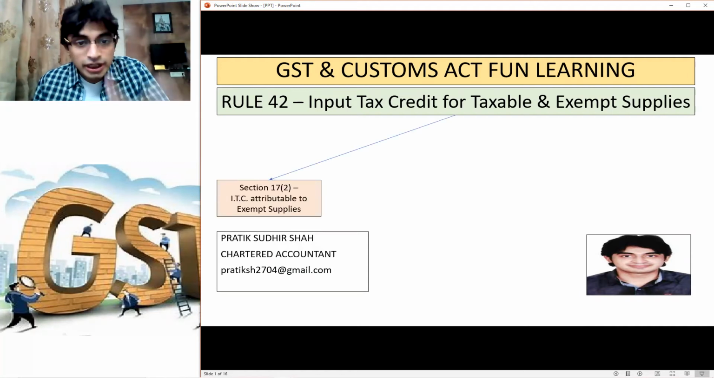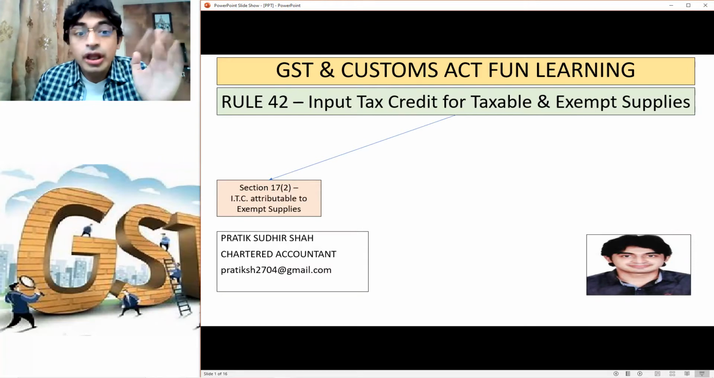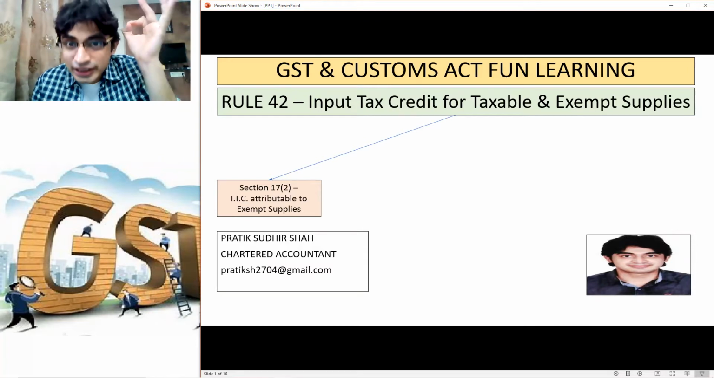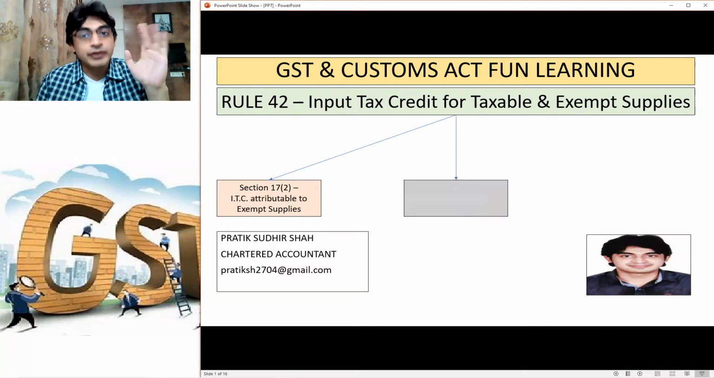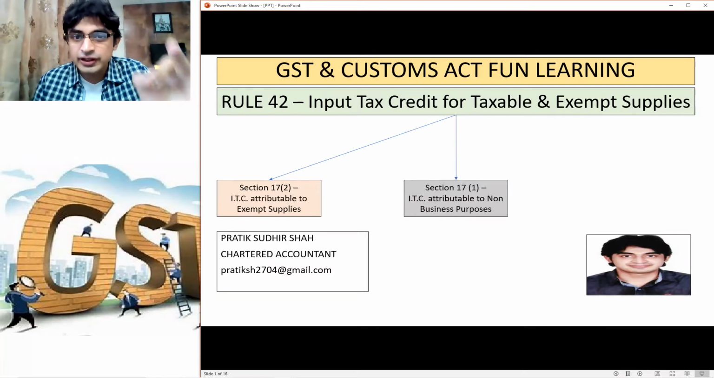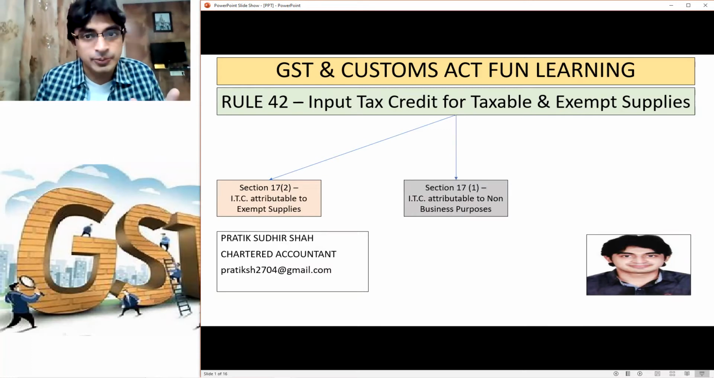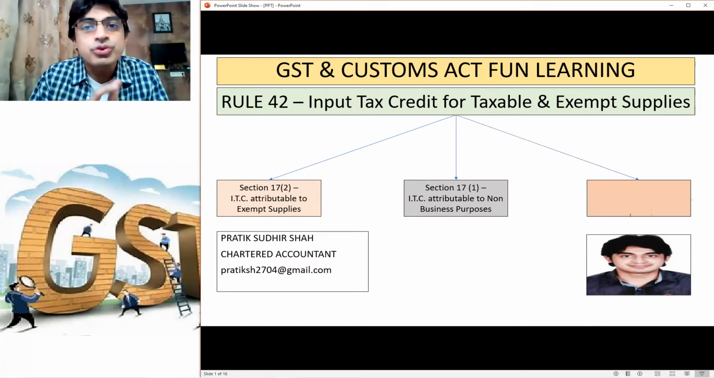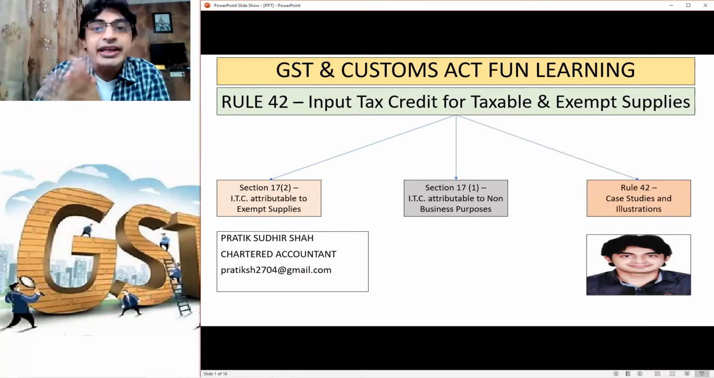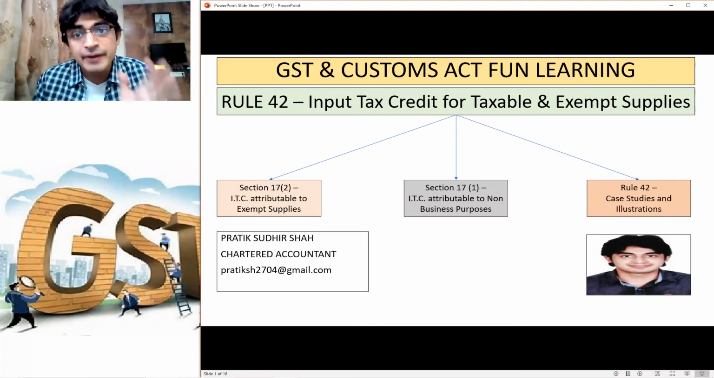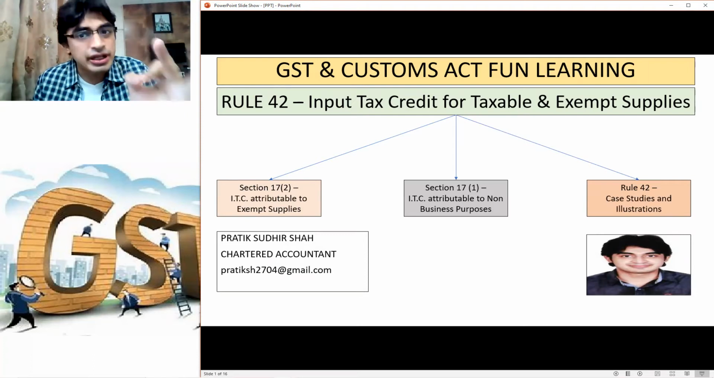Part one will be Section 17(2), input tax credit specifically for exempt supply. Part 2 will be input tax credit exclusively for non-business purposes. And in part 3, I will show you the working of Rule 42, with the case studies and illustrations that I have prepared. Please understand each and everything in detail.